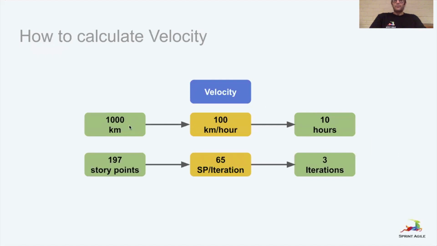In the previous example, we traveled 1,000 kilometers in 10 hours, which means we travel on average 100 kilometers per hour, not 200 kilometers per hour. If I want to calculate the team's velocity for the upcoming sprint, I look at our historical data. For example, in the last 3 iterations, the team delivered 197 story points, which means they can deliver 65 story points per iteration. And that means the team shouldn't commit to deliver anything more than 65 story points for upcoming iterations.